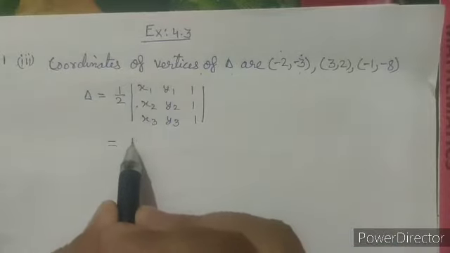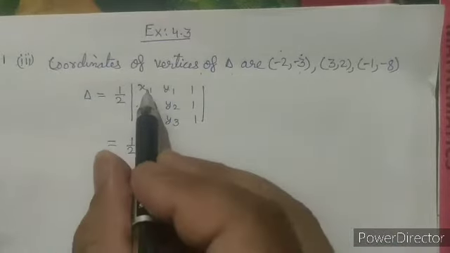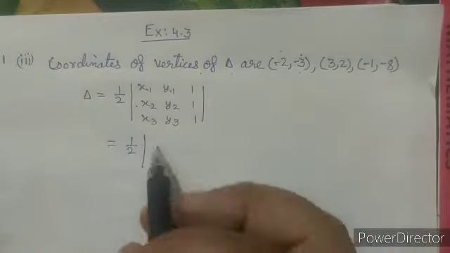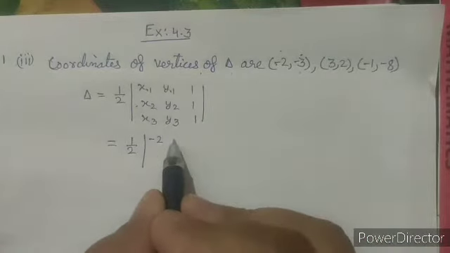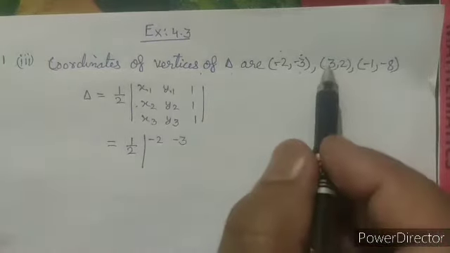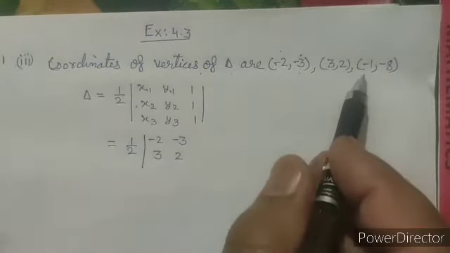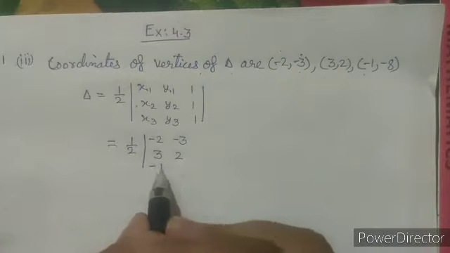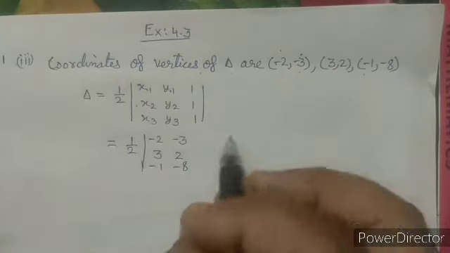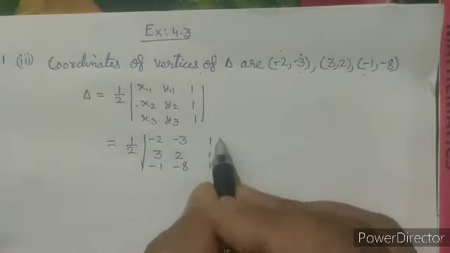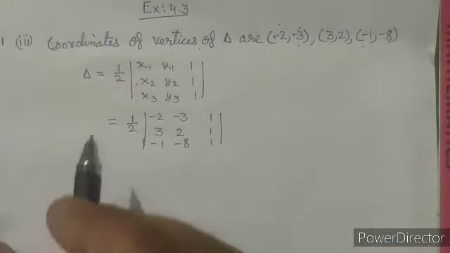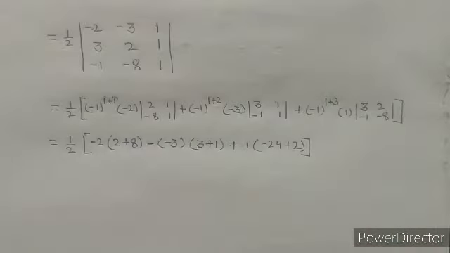That means this will be equal to half into x1 y1. Those will be the coordinates of the first point, minus 2 minus 3. I'll say x2 y2 are 3 2 and x3 y3 are minus 1 minus 8. Now the last column will be equal to 1. Now we can expand any row or column.